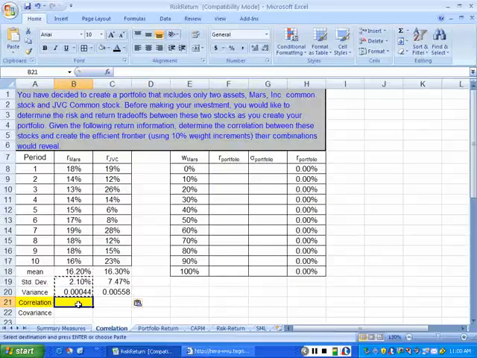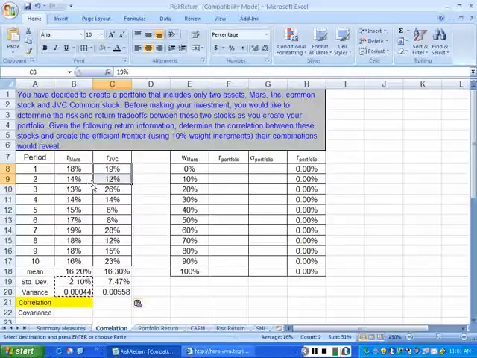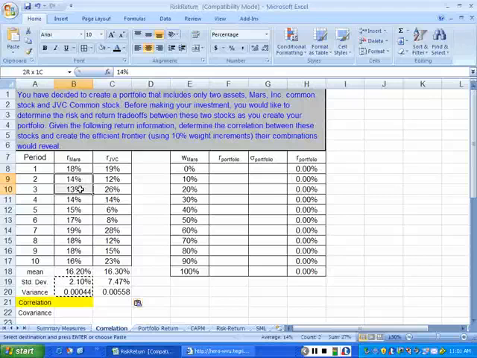The next measure that we want to look at is called correlation. Correlation asks for the strength of the linear relationship between two variables, in this case Mars and JVC. So what we want to know is, when you go from one period to the next, how do they move together? You can see Mars goes down from 18 to 14, JVC goes down from 19 to 12. Mars goes down from 14 to 13, but JVC jumps up. Mars goes up, JVC jumps down.